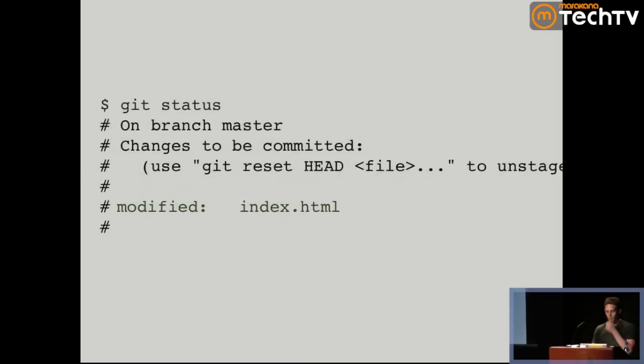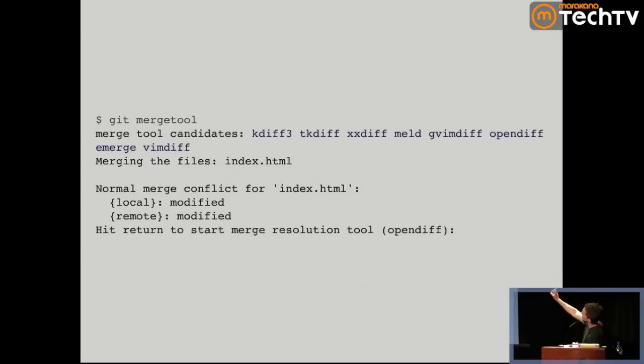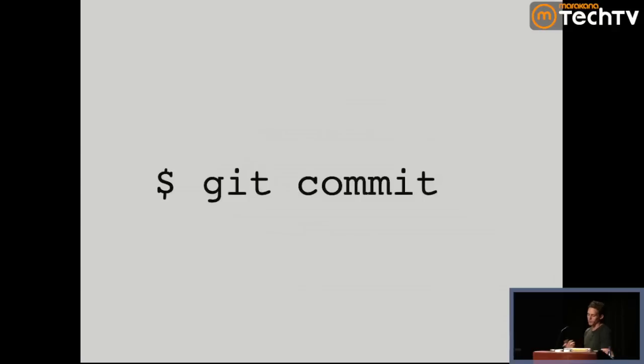OK, and then mergetool will fire up any of these, kdiff3, tkdiff, and so on. There's a whole bunch of them, and it allows you to do it through a graphical context if you want to. And then at the end, you run git commit to finalize the merge commit. So it's not super intuitive, unfortunately, but it's not difficult to do. So you run git status to see what's left.